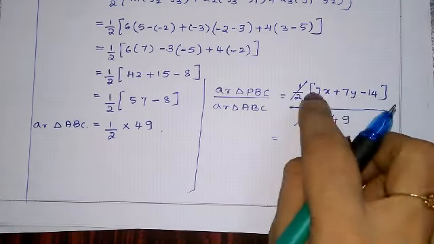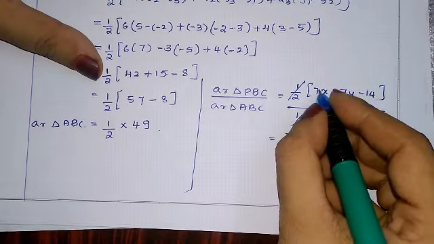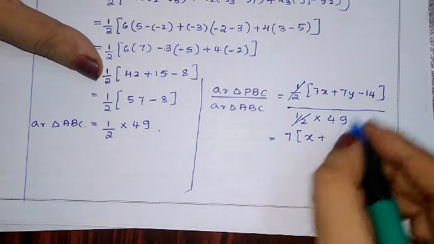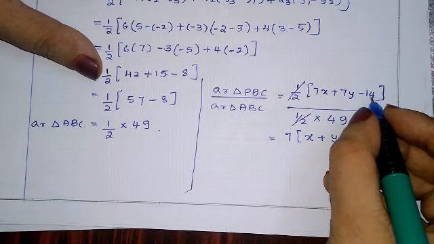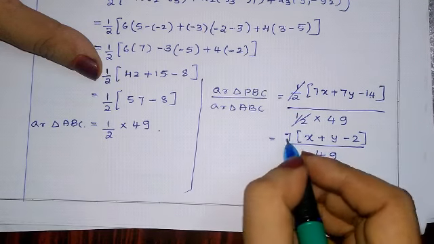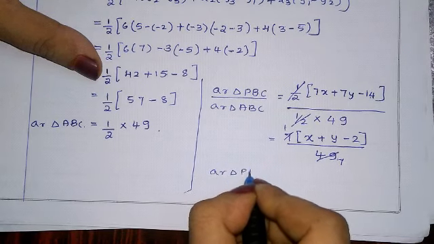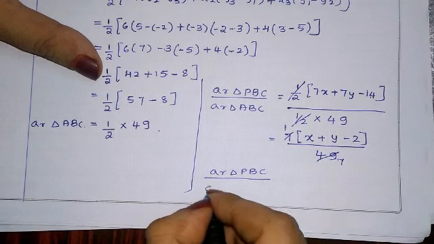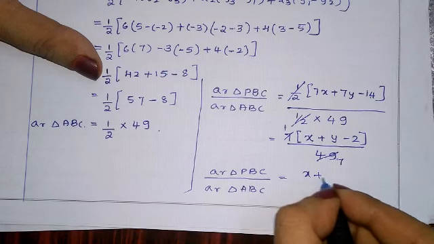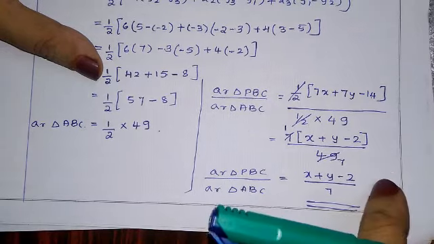Here we can see 7 is common. I'll take 7 common outside. 7 common means x remains, plus y remains, and 7 how many is 14? 7 2s are 14, upon 49. 7 1s are 7, 7 7s are 49. So area of triangle PBC upon area of triangle ABC is equal to what is left, x plus y minus 2 upon 7. This only they have told us to prove, and we got the answer.